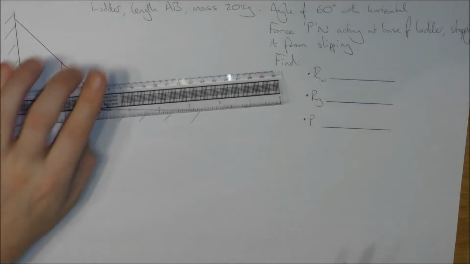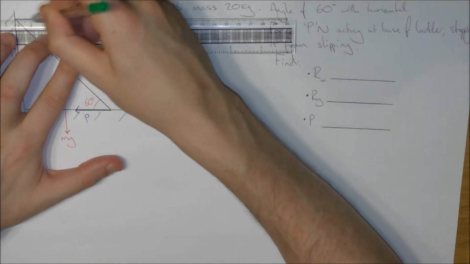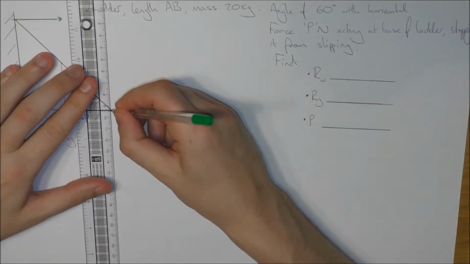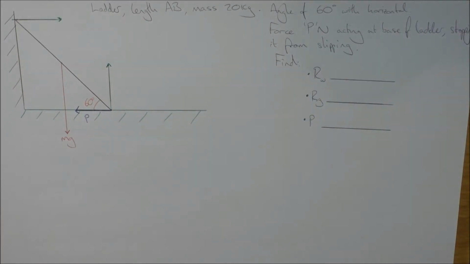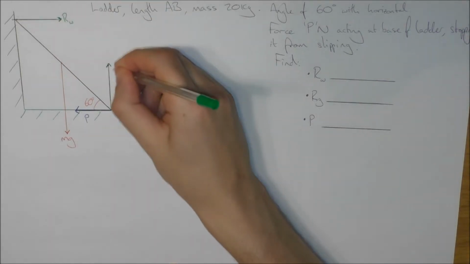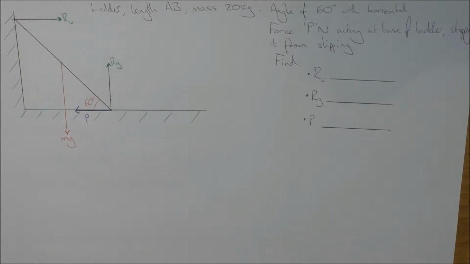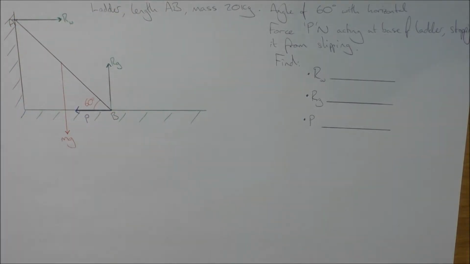So, start off by marking on the reaction forces. They're always at 90 degrees to the surface. So I can mark those just like that. Then I'm going to call this one RW for reaction at the wall, and this one RG for reaction at the ground. I'm also told this ladder has a length AB. So I'm going to mark A and B on the diagram like that.